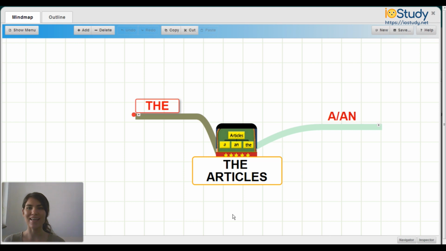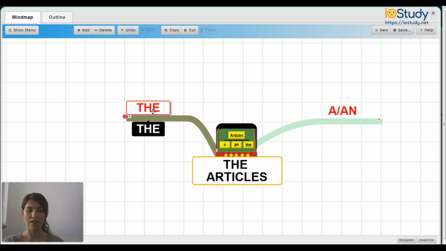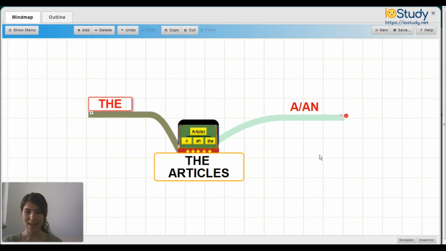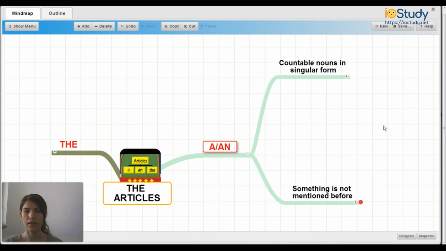Hello everyone, this is Danielle, and in this video for English grammar we're going to talk about the articles. So as you can see in the mind map, we have a, an, and the that we will talk about today. So let's first look at a and an, and the grammar rules for both.